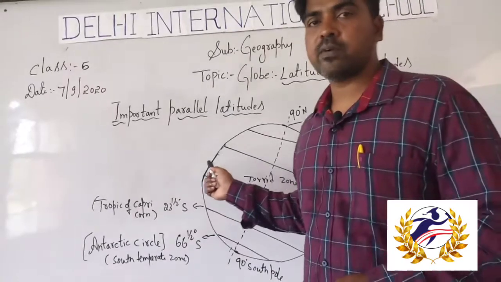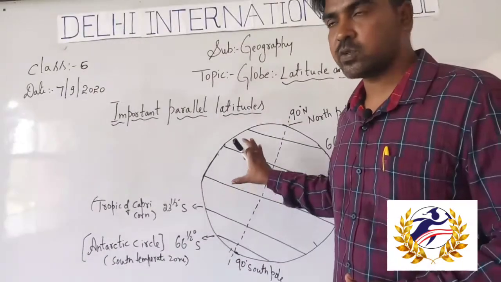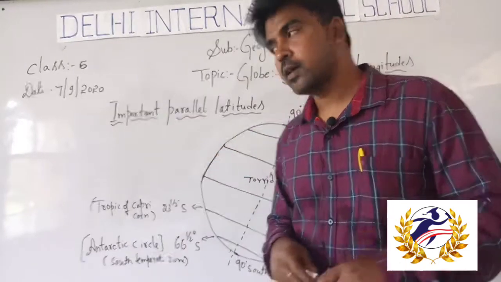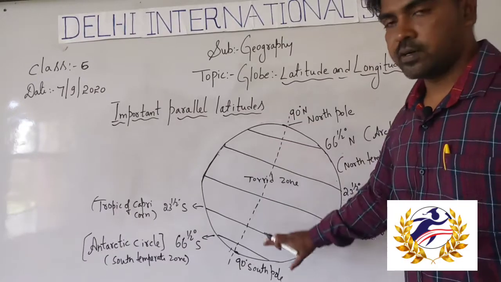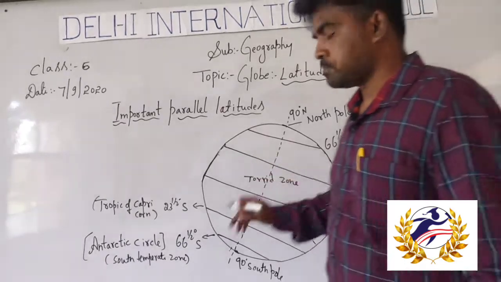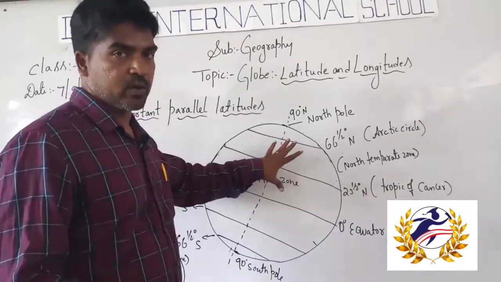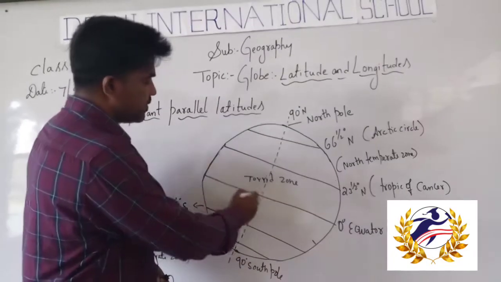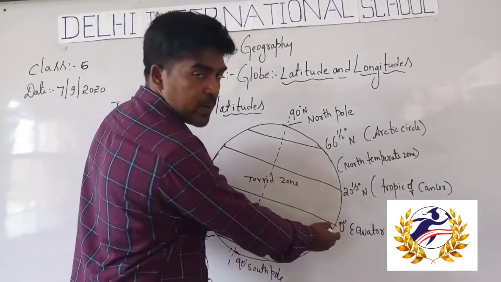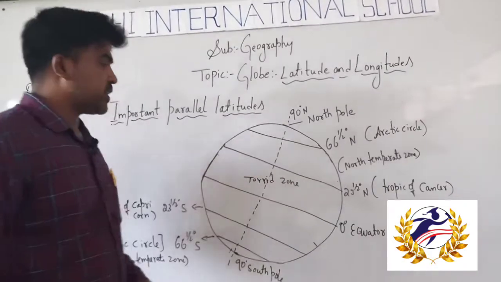As I told you, we have nearly 360 latitudes. Among these, we are going to discuss only the important latitudes. Okay students, I have drawn a diagram of the globe to explain the concept. This is the model of the earth globe, and I have drawn some important latitudes. Let me explain. This is the 0 degree equator. The equator divides our earth into two halves, the northern hemisphere and the southern hemisphere.